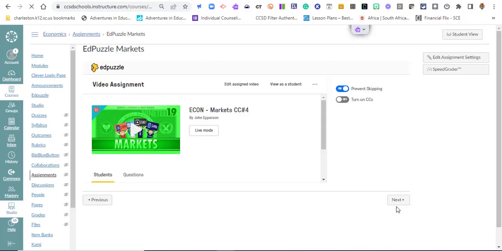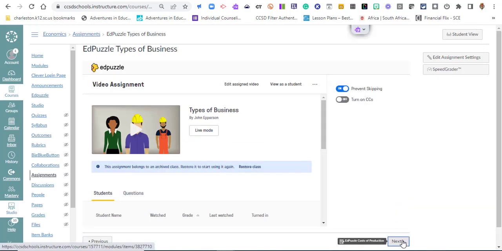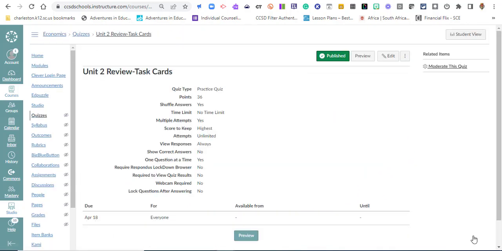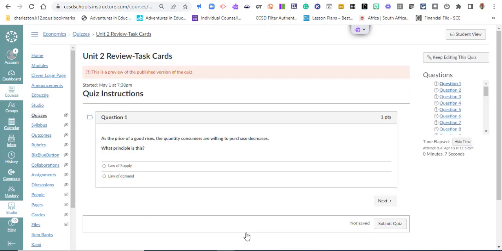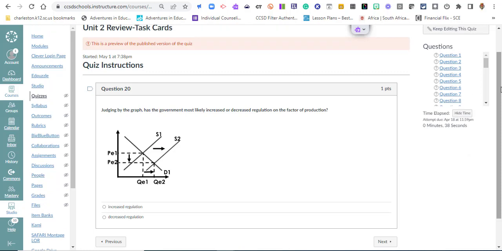Lesson 4, nothing was changed. We have Edpuzzles, types of business, cost of production, etc., and then review. Although the elements have remained the same, we have a review unit here, a question like they might see on the test, or a scenario. This is something we typically do as a class. There's 36 questions. So we typically spend a day going through this, working with the students, getting familiar with diagrams, making the connections, what they're seeing in the graph with what may have happened within the market to cause the change in supply and demand.